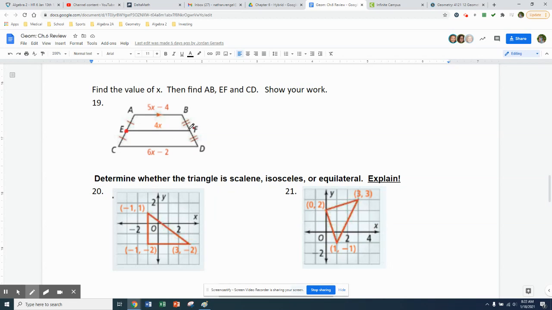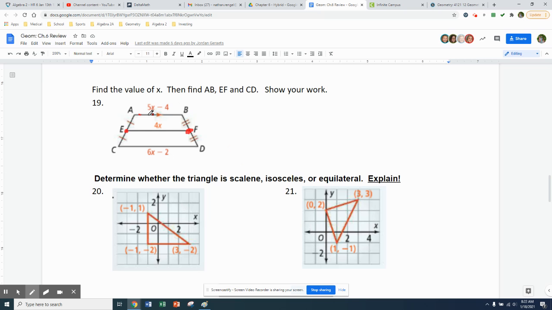Here is connecting the two midpoints. And this works the exact same as finding an average. So in statistics, you can find an average. An average is adding up two values and then dividing by the number that you have. Here, instead of adding up values, we're adding up sides.